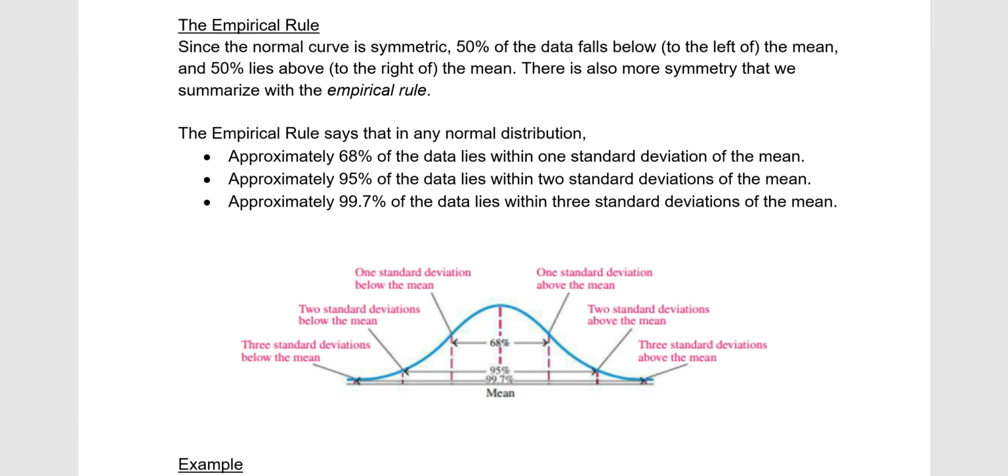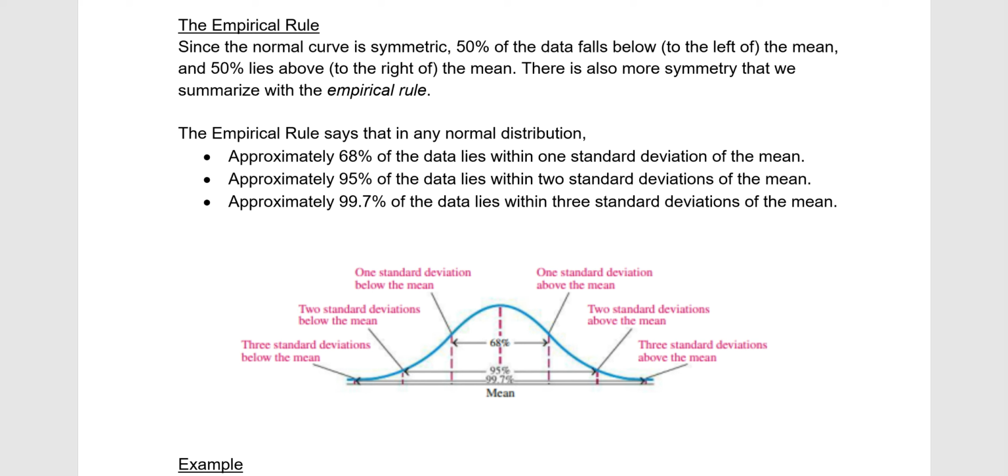So hopefully some of this symmetry was pretty obvious with that normal distribution. 50% of the data is going to fall to the left of the mean, and 50% of the data is going to fall to the right of the mean. However, this isn't the only symmetry that we can have. So the empirical rule is going to give us a couple more types of symmetries with different percentages, and it's going to do that using the standard deviation of the data set.